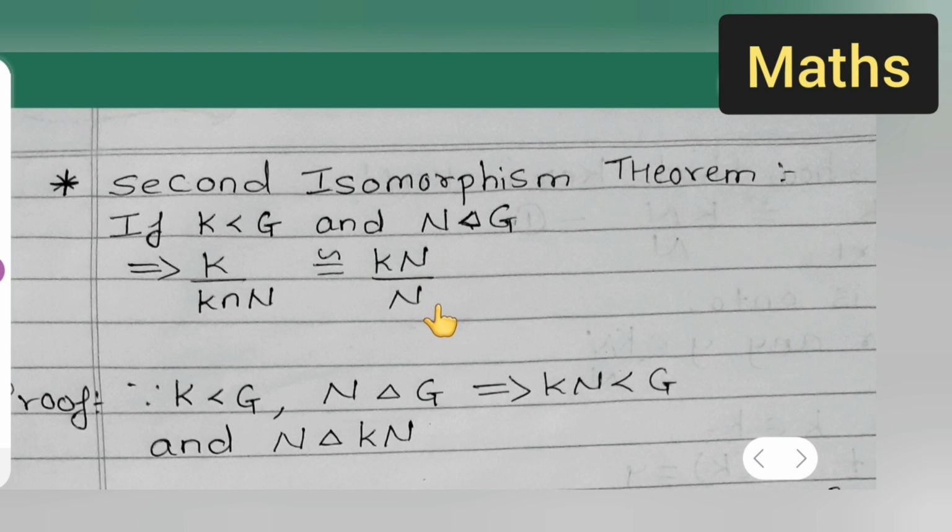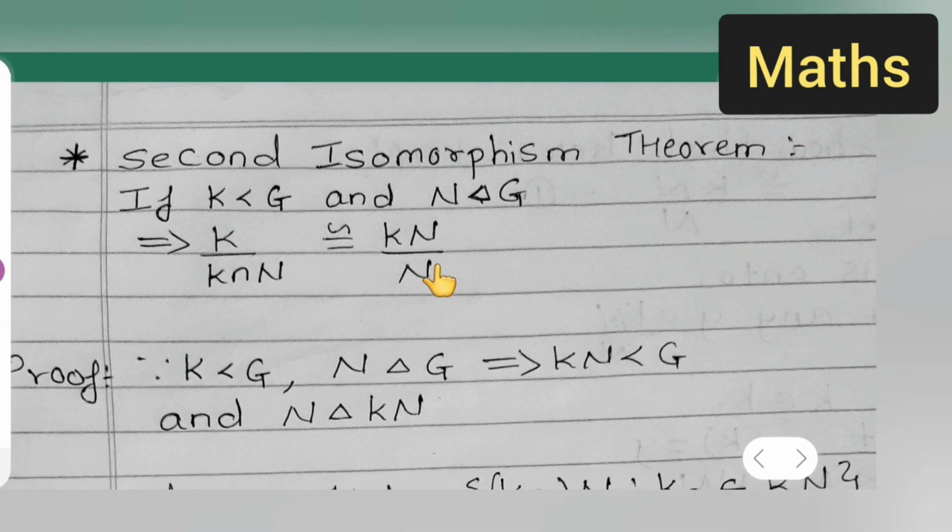Now moving towards the next part, let us start with the proof. What we need to prove over here is this: K upon K intersection N is isomorphic to KN upon N. This is what we have to prove. So let me start.